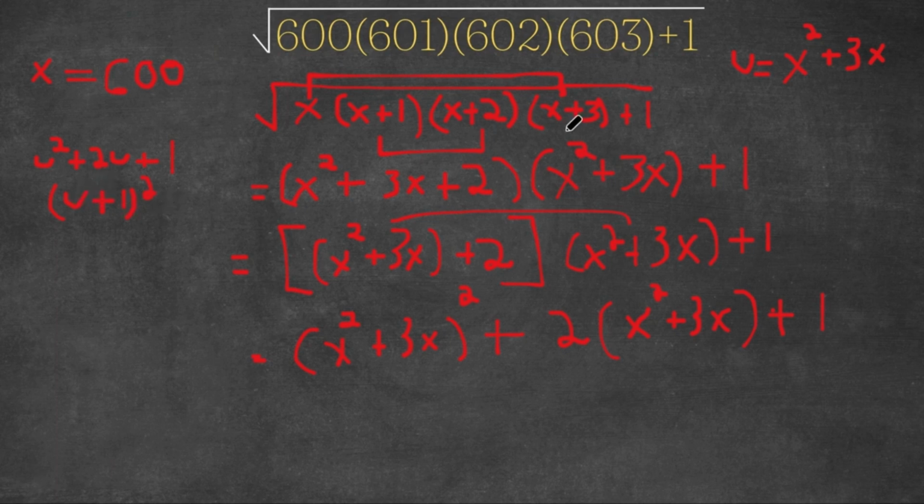So now, because we already know that u is equal to x squared plus 3x, let's fill in x squared plus 3x for u. So this would result in x squared plus 3x plus 1, squared.